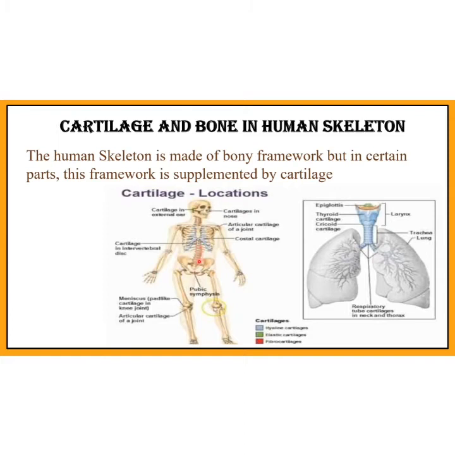These are vertebrae. This is a vertebra, this is a vertebra. In between the vertebrae, cartilage is also present. This is called intervertebral cartilage. And this is a joint, this is a joint, this is a joint. This is also a joint. In these joints, cartilage is present.